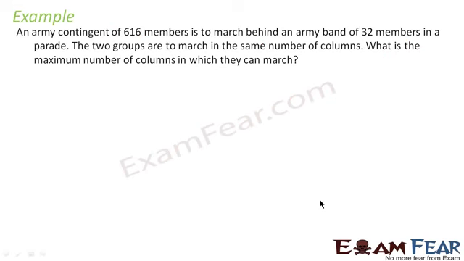An army contingent of 616 members is to march behind an army band of 32 members in a parade. The two groups are to march in the same number of columns. What is the maximum number of columns they can march in? So in this question, one possible option is that everybody is doing a parade in a straight line. For example, all these 616 people are standing in one queue, and then we have 32 people standing in one queue. But if you see here, the number of columns made is only one.